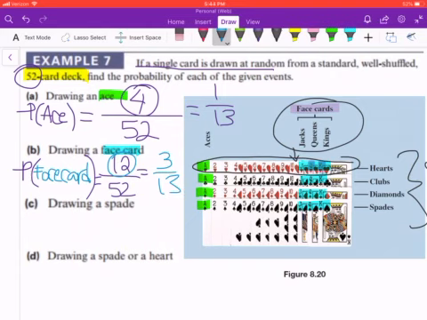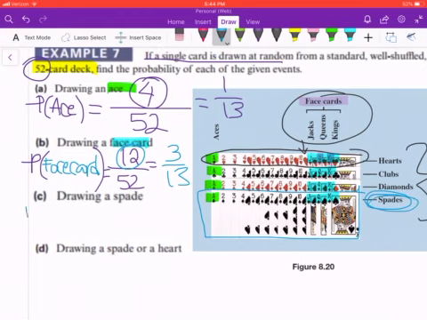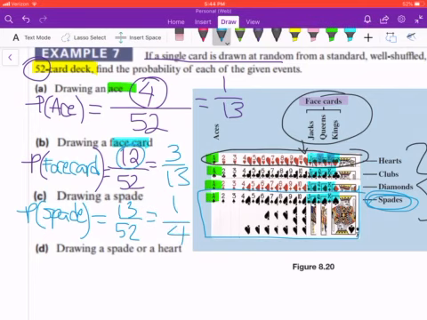Now for the next part, what is the probability of drawing a spade? A spade is one of our suits. And so we have here 13 cards with the same suit, spades. So the probability of getting a spade will be 13 out of 52. And of course we can reduce this fraction. 13 divided by 13 is 1, and 52 divided by 13 is 4.